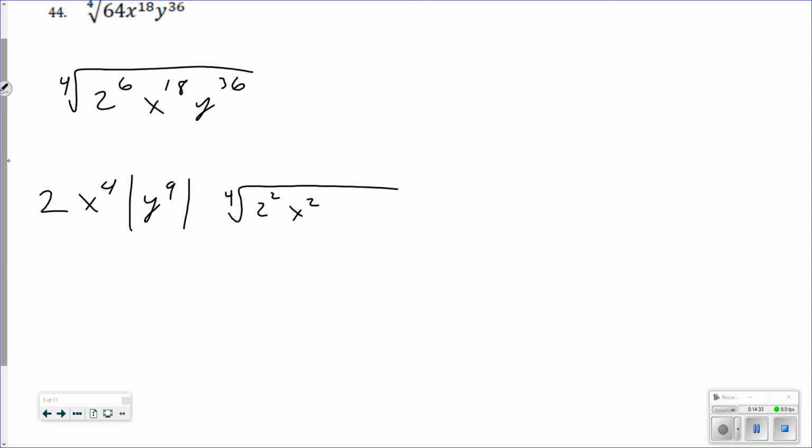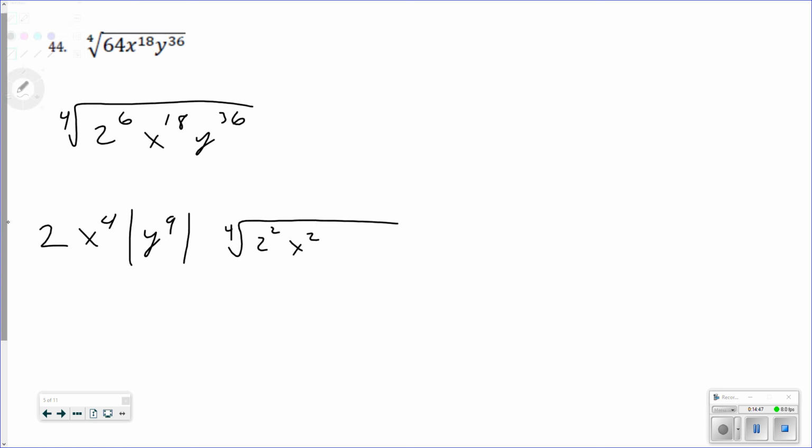Because from the very beginning, if y was -1, what's -1 to the 36th power? 1. How about -1 to the 9th power? See how the value changed? Because the value changed, you have to put an absolute value. Okay, so only when it's even to odd. Yeah, even to odd, you put absolute values.